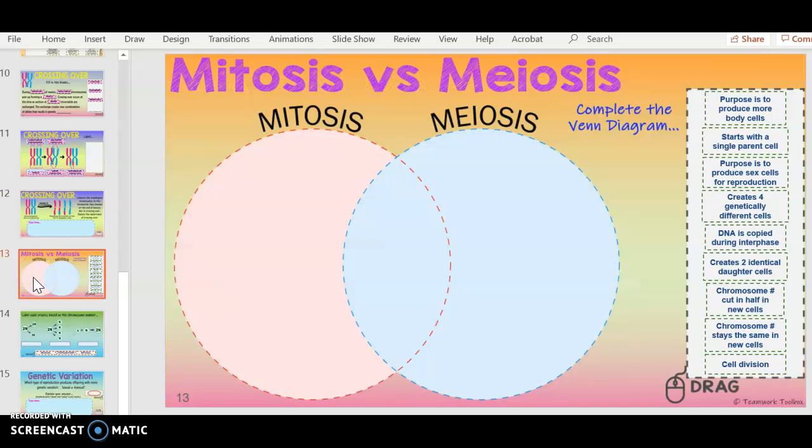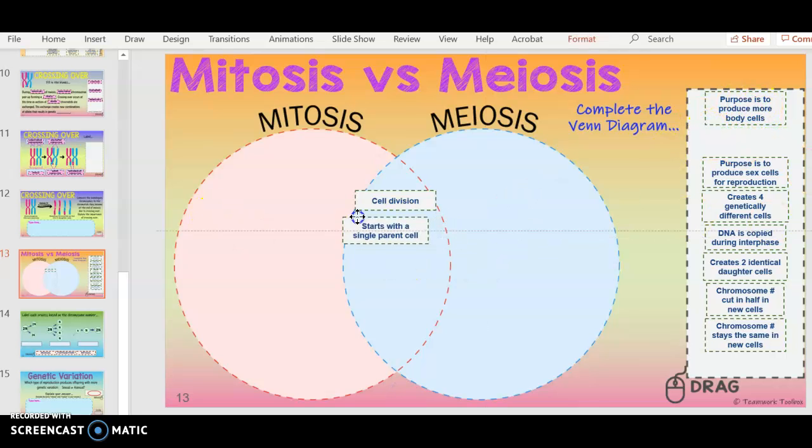All right, over here we have mitosis versus meiosis, and there are some things that are going to go in both, and just mitosis and just meiosis. For example, both of these are forms of cell division. So you're going to drag these little statements as to where they go. Both of them start with a single parent cell, and then the rest, you can figure that out.